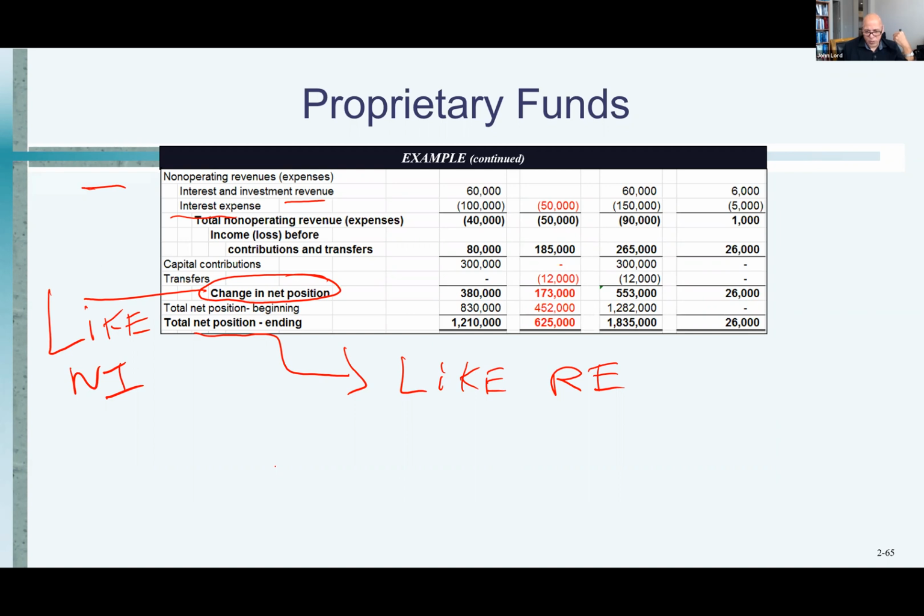Okay. And then you end up with the change in net position. Change in net position is like net income. You add that then into the beginning balance of whatever your net position was, and that yields you the ending balance. So for all of these statements, you have a combined income statement and statement of changes in retained earnings.